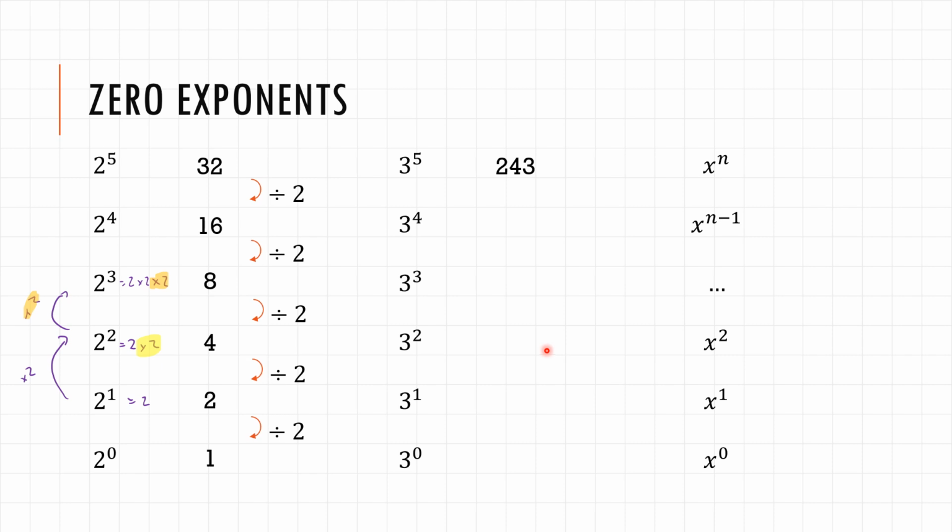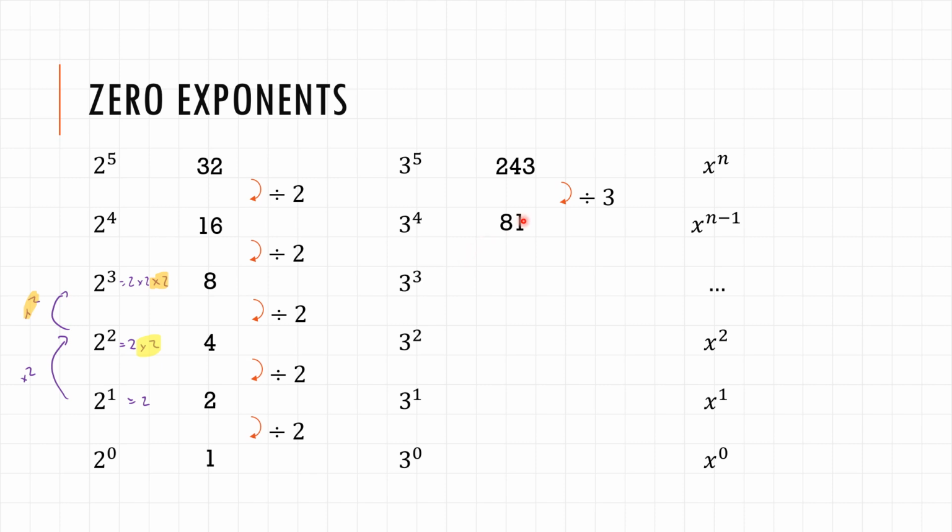Let's see if we can extend this idea to the powers of 3. So 3 to the power of 5 is 243. 3 to the power of 4, well, can I just divide this by 3? Why don't you test this out for yourself? Why don't you try in your calculator, put in 3 to the power of 4, and then put in 243 divided by 3, and see if you get the same thing. What you should see is 81, no matter whether you plug this in or whether you plugged this in.